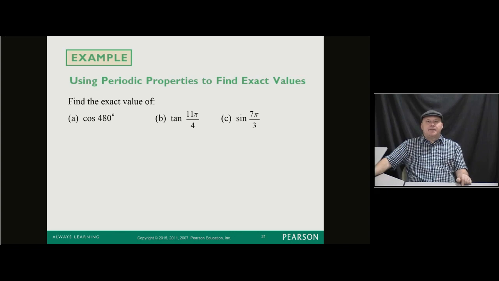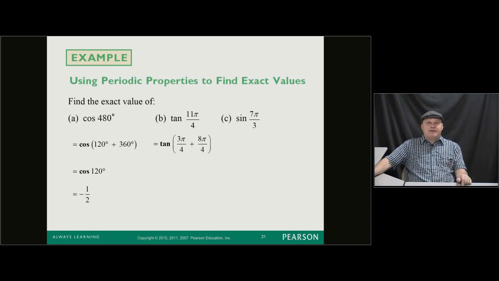So, using periodic properties to find exact values. The cosine of 480 degrees, well, 480 degrees is the same thing as 120 degrees plus 360. Now, 360 degrees is the same thing as 2 pi radians, and they chose to use degrees here, though. So that's the same thing as the cosine of 120 degrees because 360 degrees is its fundamental period. And now we just got to know what the cosine of 120 degrees is. It's negative 1/2. So in other words, the cosine of 480 degrees is negative 1/2 as well.